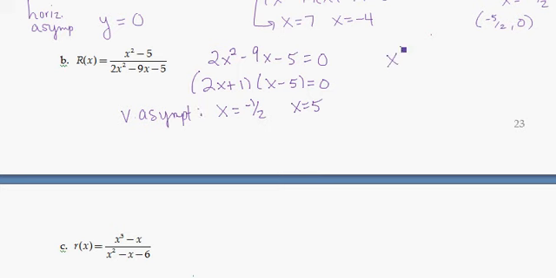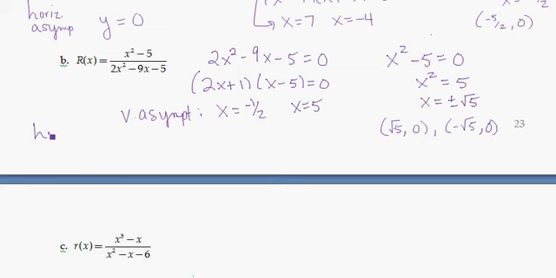To get zeros, we're solving where x squared minus 5 equals 0. So adding 5 to both sides, we get x squared equals 5. So x would equal plus or minus the square root of 5. So our two zeros are positive square root of 5, 0, and negative square root of 5, 0.